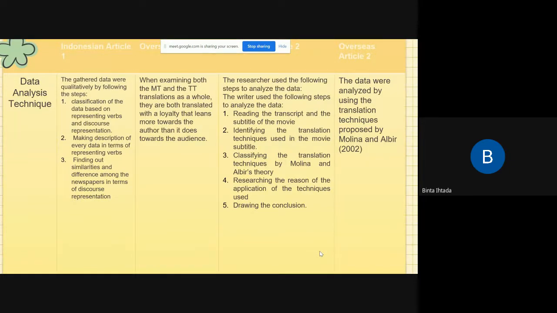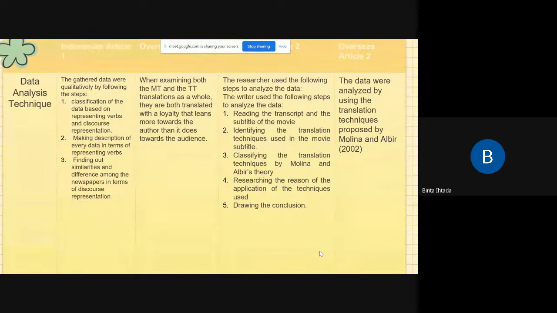The first is reading the transcript and the subtitle of the movie. Second is identifying the translation technique used in the movie subtitle. Third is classifying the translation technique by Molina and Albir's theory. So the fourth step is researching the reason for the application of the techniques used. And the last is drawing the conclusion.